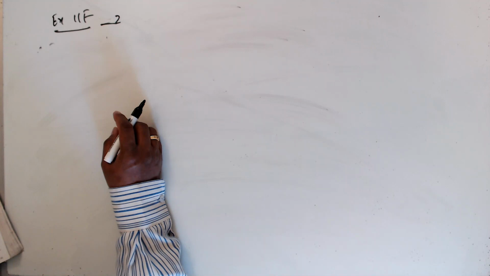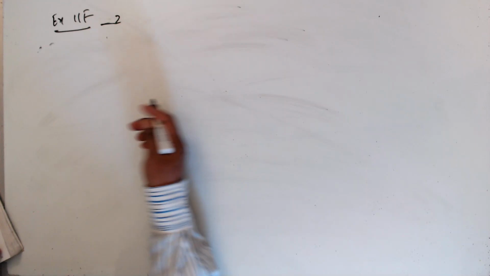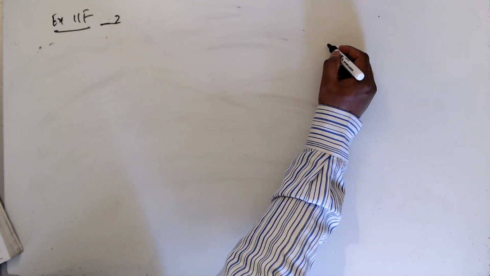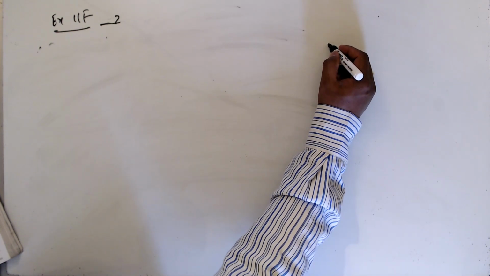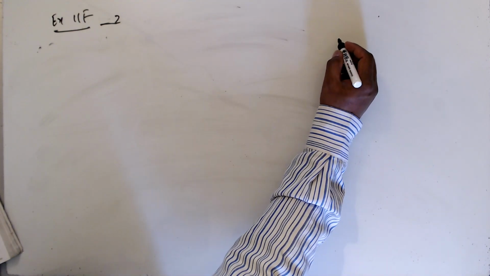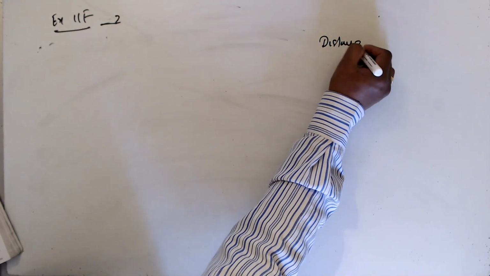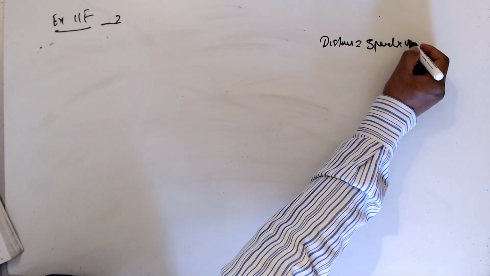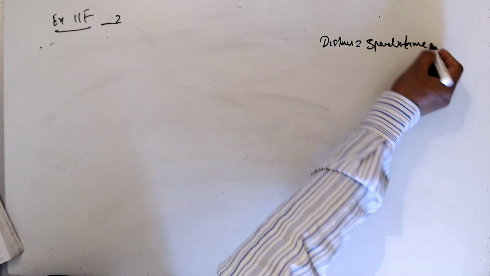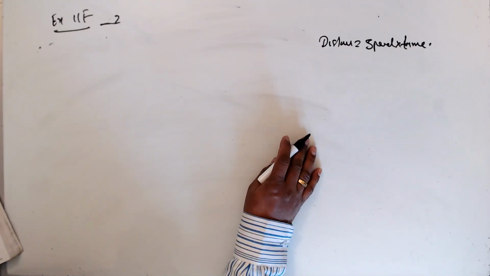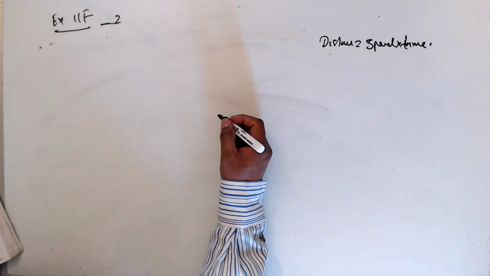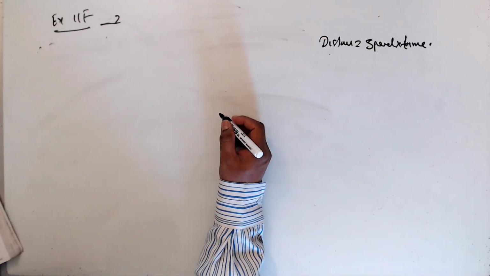Question number 2. Find the distance moved by the particle which travels by. Distance, you can get from speed times time, speed multiplied by time. Speed means distance divided by time, then distance means speed multiplied by time.